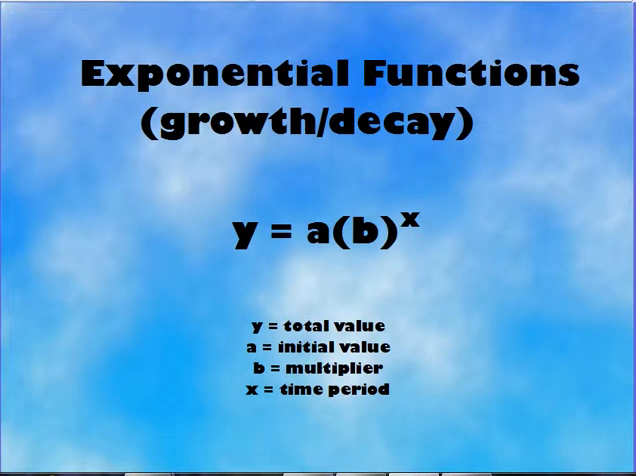Exponential functions looked like y equals a times b to the x power, where y was your total value or ending value, a was your initial or beginning value, b was your multiplier, and x was your time period.